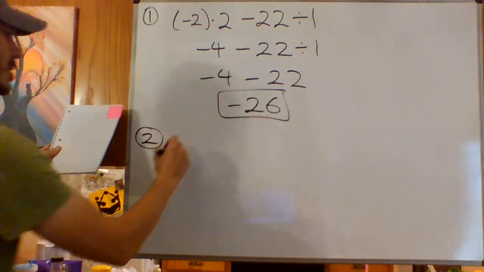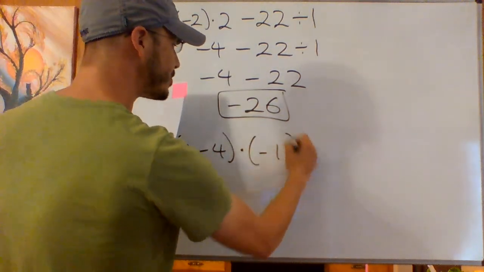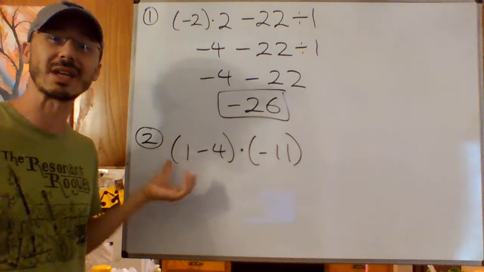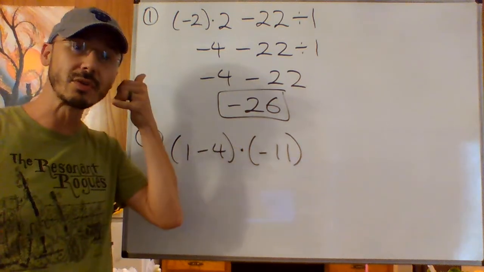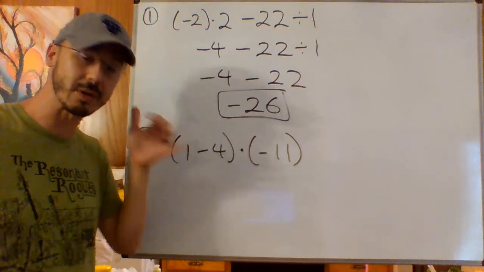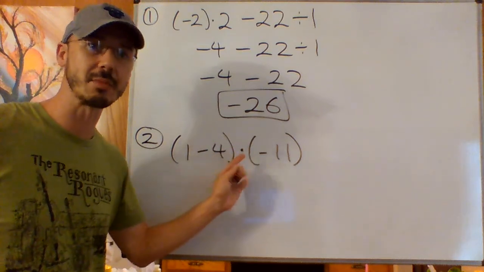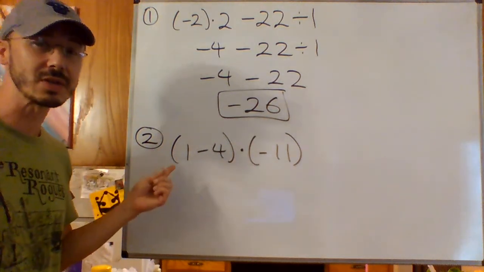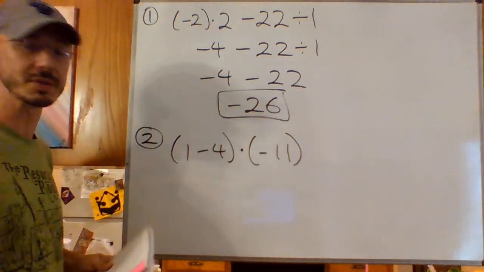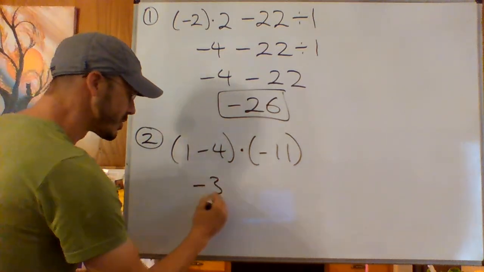The second problem I got was 1 minus 4 times negative 11. And notice when I write that down, when I say it, I don't say parentheses. You would have to do that if you were trying to communicate math over the phone. You would have to tell the other person where the left parenthesis 1 minus 4 right parenthesis times left parenthesis. But when you're writing it down, you can just say the numbers. Just keep in mind those symbols are very important grouping symbols. In fact, here they tell me that the first thing I need to do is 1 minus 4. That's negative 3.